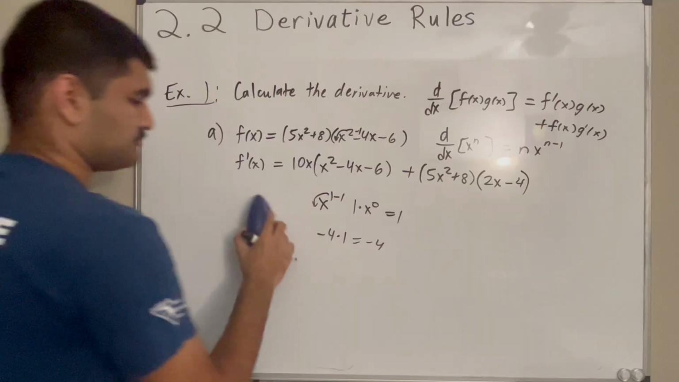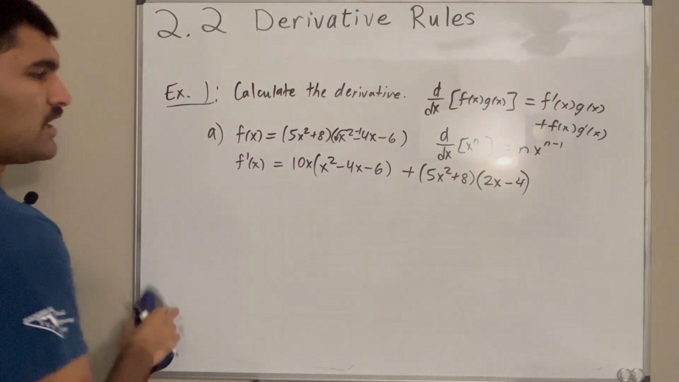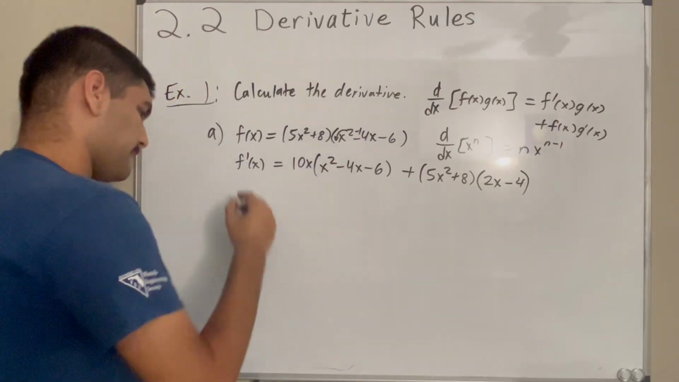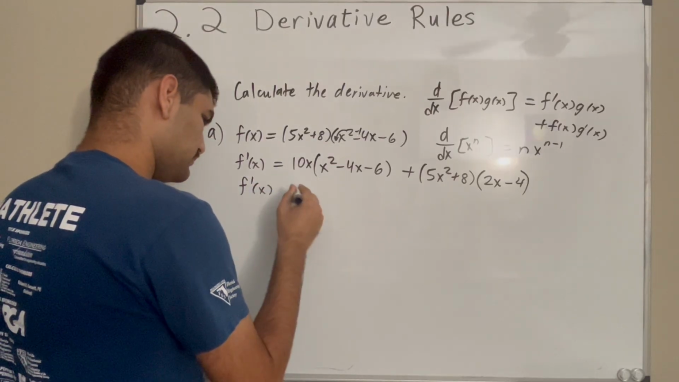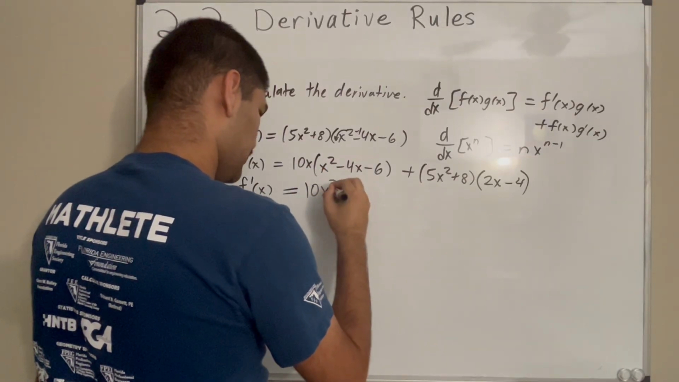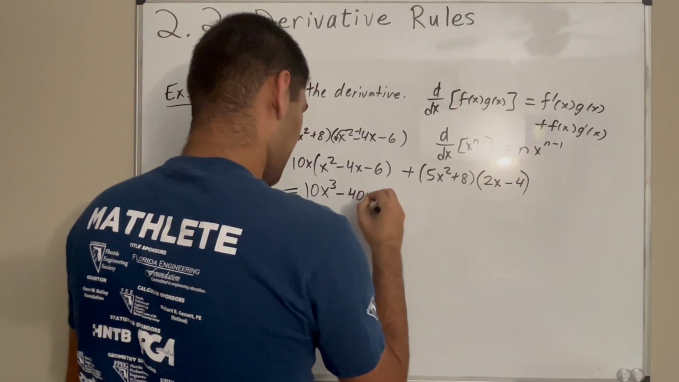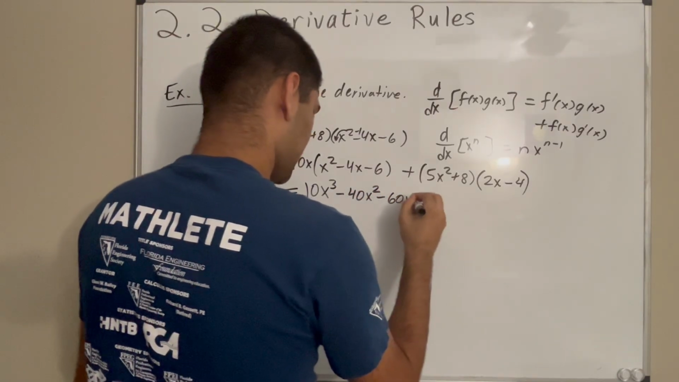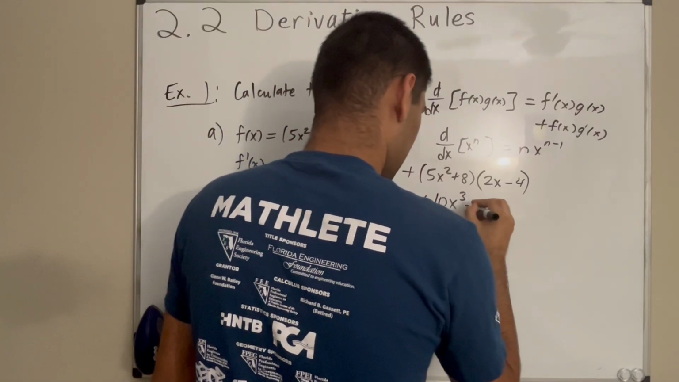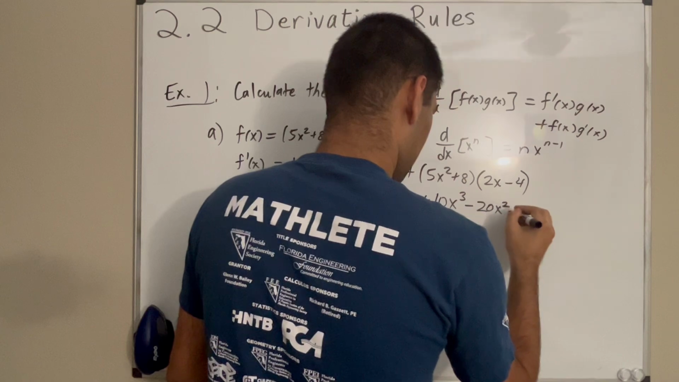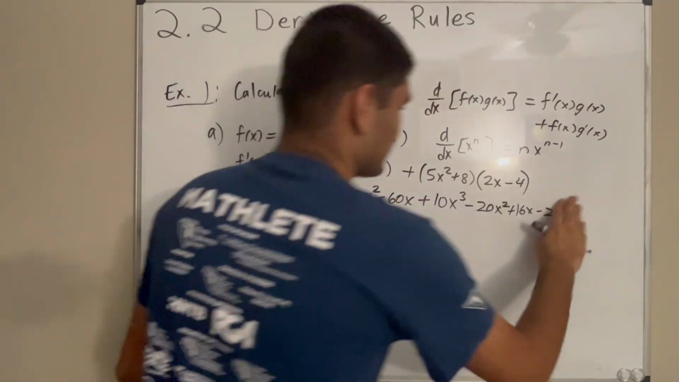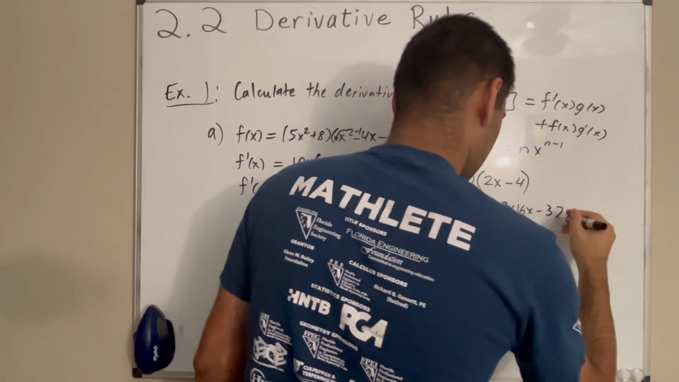All right, cool. So now we can distribute the terms and combine. So if you distribute this, we have 10x cubed minus 40x squared minus 60x plus 10x cubed minus 20x squared plus 16x minus 24. Or sorry, minus 32. All right.